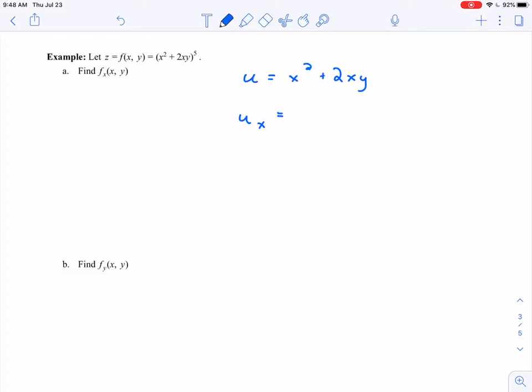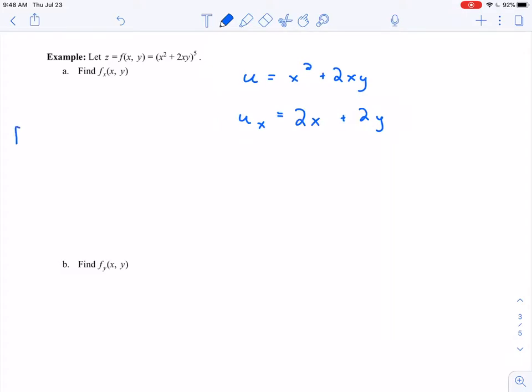So u sub x, let's see, the derivative of x squared is just going to be 2x. For the derivative of 2xy, remember we're just going to pretend like that y isn't there for right now. The derivative of 2x is just going to be plus 2 times, well, y is a constant multiple, so I just multiply the derivative by that, so times y. So here is the derivative of the inside part with respect to x.